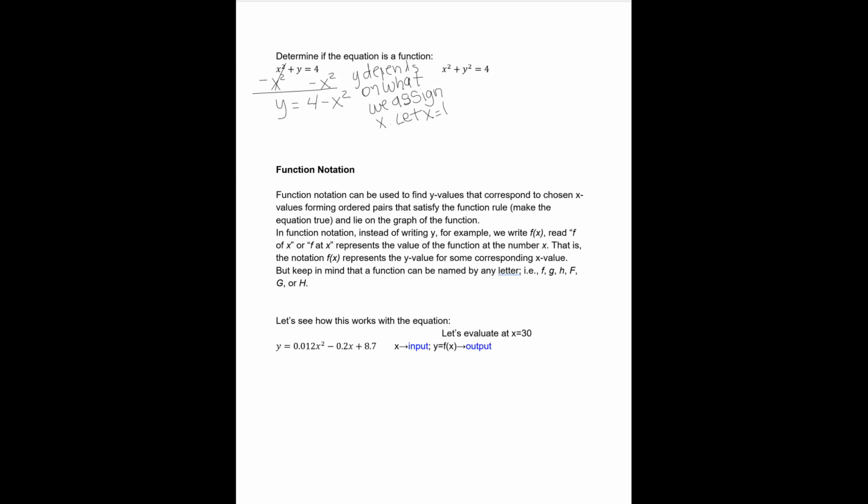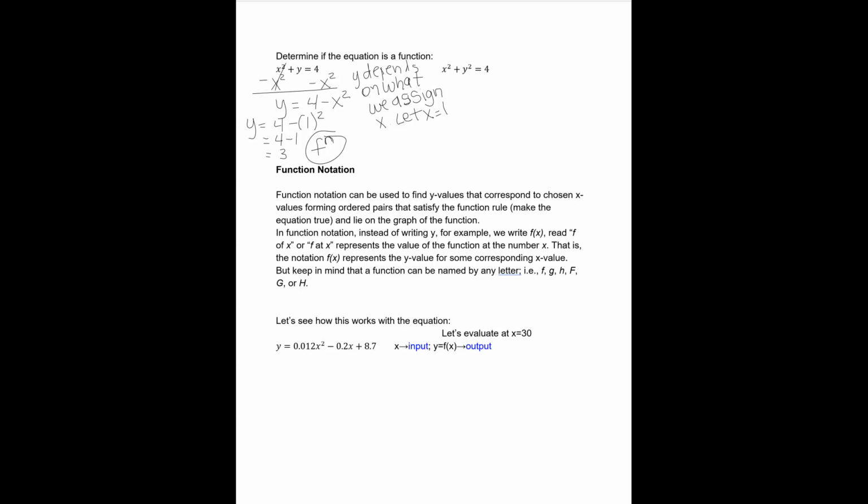If we plug in 1, we have y equals 4 minus, and if we plug something in for x, we always put that in parentheses. It's just a good habit to get into. What's 1 squared? 1. So this is 4 minus 1, which equals 3. So y equals 3. We plugged in one amount for x and we got one y out. So this is a function.